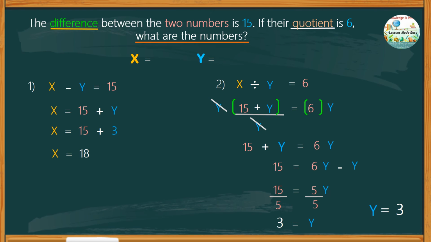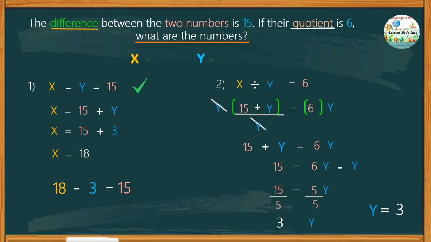18. You can double-check if the values of the two numbers are correct by substituting the values in the original equation. The first one is x minus y equals 15. That makes 18 for x minus 3 for y equals 15. The values fit perfectly for the first equation.